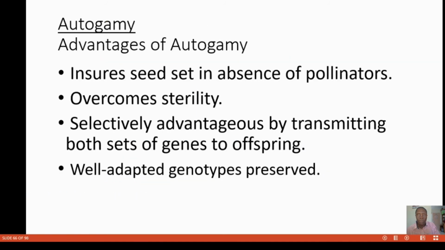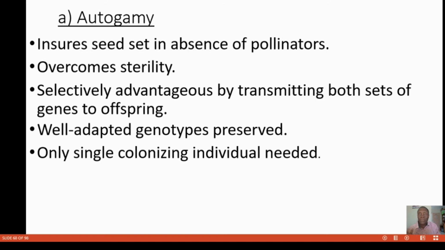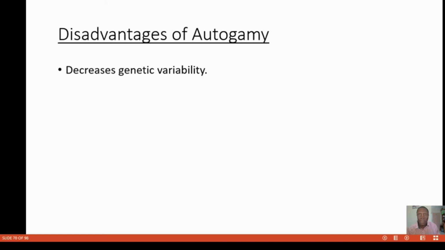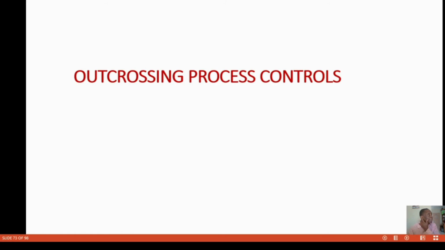So we do see the advantages of orthogamy here, and the bullets underneath are self-explanatory. Then we have a close-chain response in self-pollination, and we have seen the issues of orthogamy there, and we have seen the advantages and disadvantages.